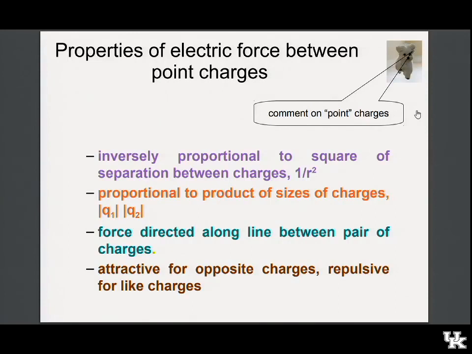Third point. The forces have a direction. We talked about electrical attraction and repulsion, which is a kind of direction. The forces act along an imaginary line that's joining the two charges. If the charges are like charges, it'll be a repulsive force along that line, pushing the charges apart. If it's two unlike charges, it'll be an attractive force along that line, attracting the two charges together. So that's the directional properties.